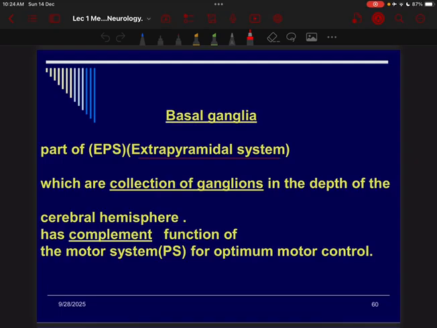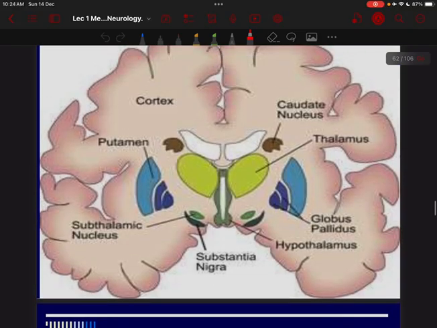It has many ganglia. For example, we have the caudate nucleus, we have the putamen, we have the globus pallidus, we have the substantia nigra, and subthalamic nucleus. هذا هنتكلم عليه in detail. إن شاء الله نتكلم على movement disorder محاضرة خاصة.